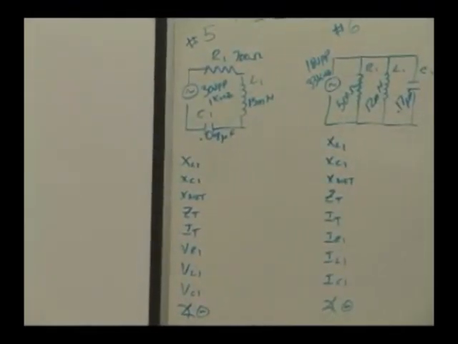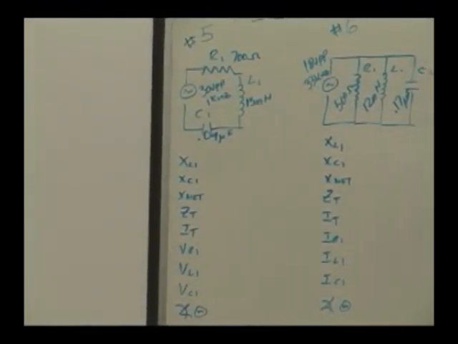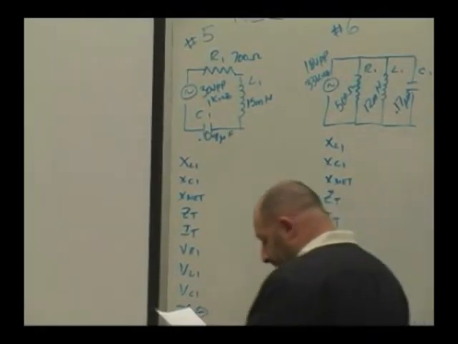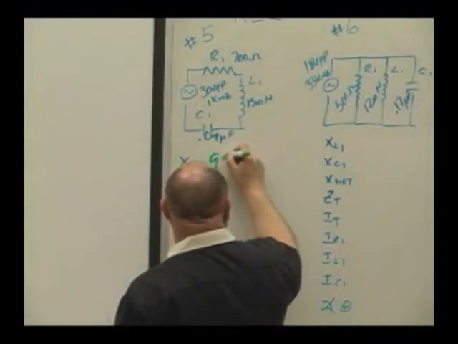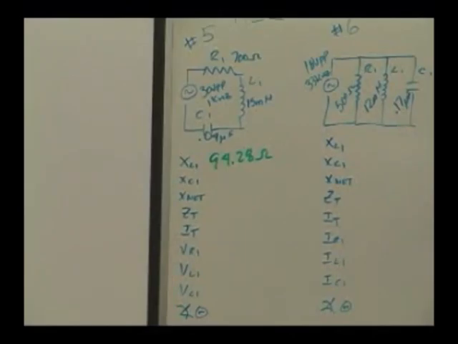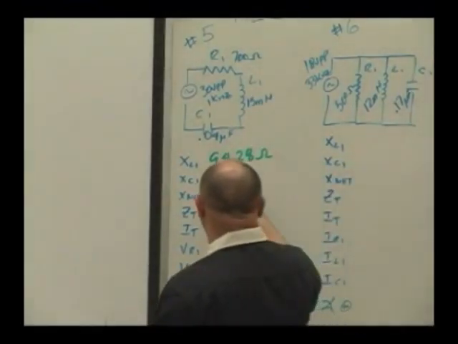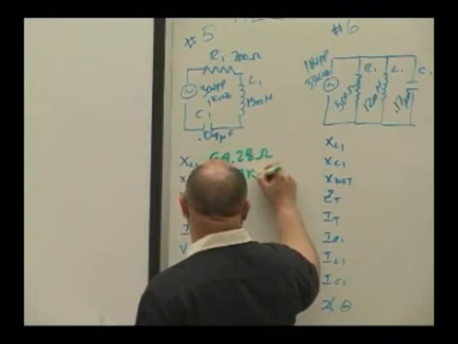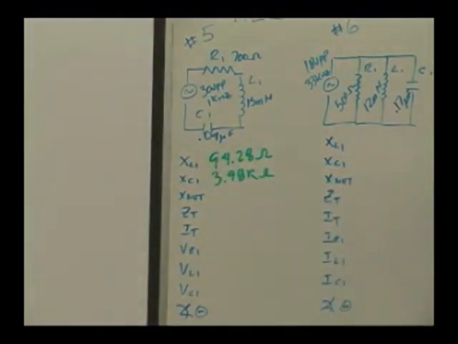XL1, that's what I have up here first. What's the answer? XL1, 94.25 ohms. Close enough, I got 94.28 ohms. If anyone's having any trouble, now would be the time to say something. XC1, answer, keep going, whoever's next. 3.98 ohms. Yeah, I'll buy that. 3.98 k ohms. Okay. X net, just take the difference.